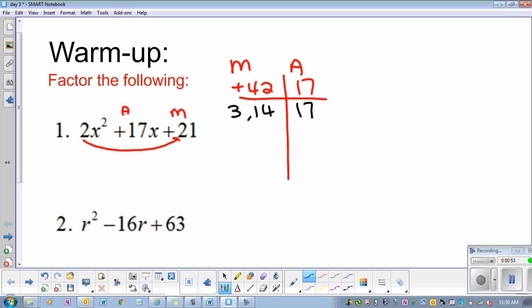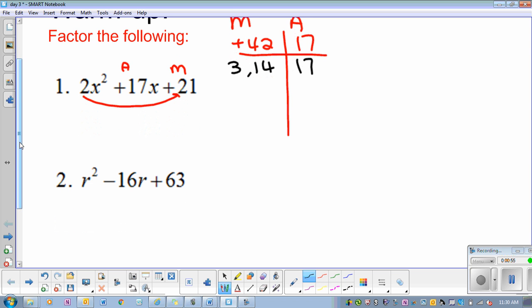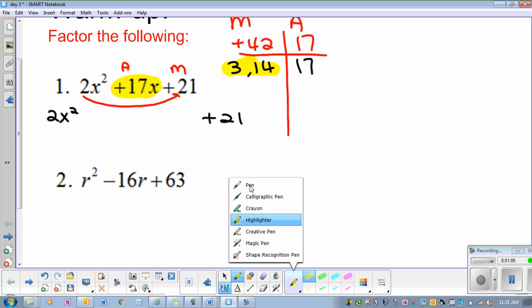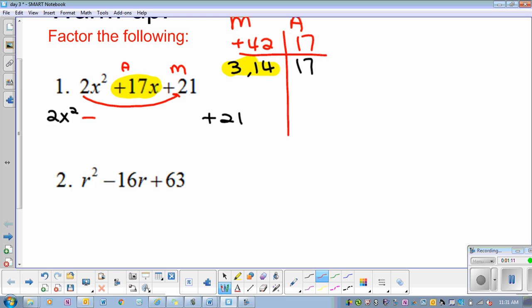Okay? So remember, whenever you do this, swing it over, you have to bring down the first, bring down the last, and you're going to rewrite this 17x using these two numbers that you have, right? Okay, so positive 3x and a positive 14x, right? So now you have 1, 2, 3, 4 terms. How do you factor with 4 terms?